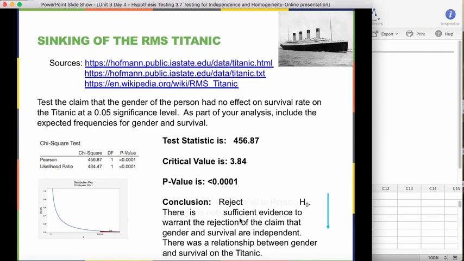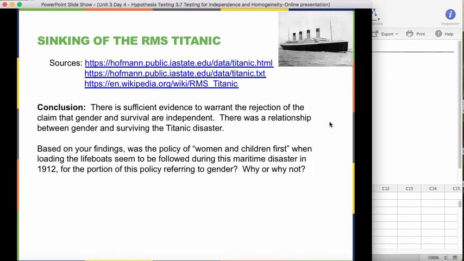There is sufficient evidence to warrant the rejection of the claim that gender and survival are independent. There appears to be a relationship between gender and survival on the Titanic. So the conclusion is there's sufficient evidence to warrant a rejection of the claim that gender and survival are independent. There was some relationship between gender and surviving the Titanic disaster. And the question is, based on your findings, did the policy of women and children first when loading lifeboats seem to be followed during this maritime disaster in 1912, for the portion of this policy referring to gender?